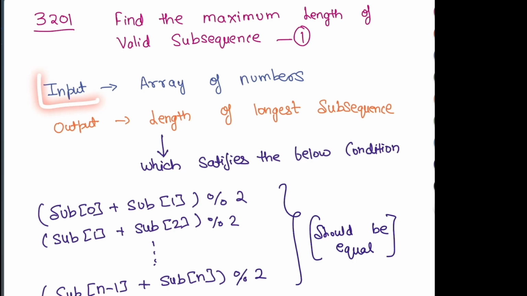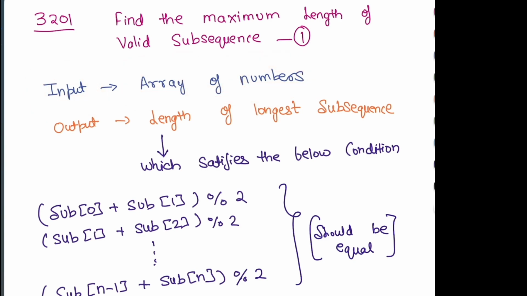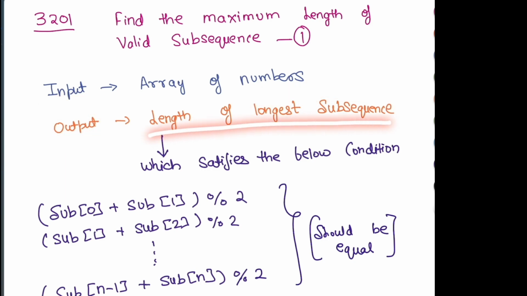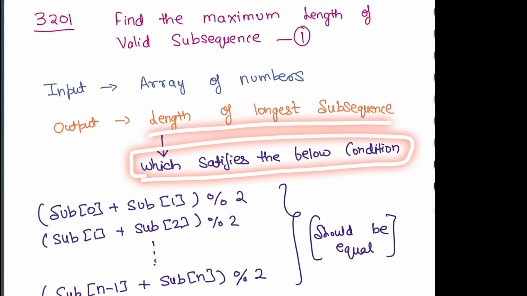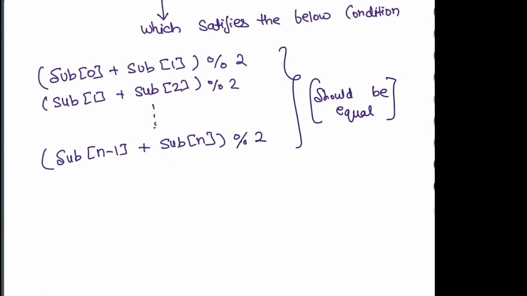In the problem, the given input is an array of numbers. So we are given an array, and the array contains numbers. The output we need to give is the length of the longest subsequence, and that subsequence should satisfy the below condition.